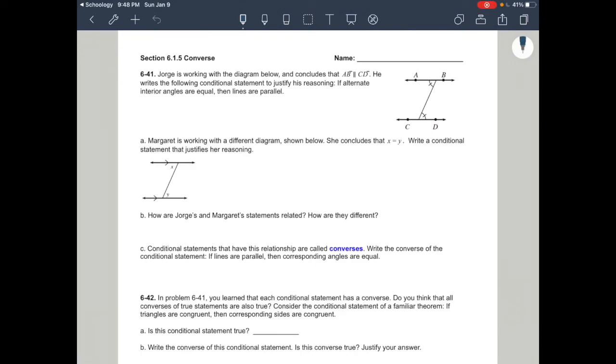All right, so we are going to do section 6.1.5 today. Just as a heads up, I will not be here for the rest of the week. So all the lessons will be on video, and you'll still have your team test. All the homework will still be due the next day, and answers, keys, and all that will still be online. So 6.1.5 is about converses.